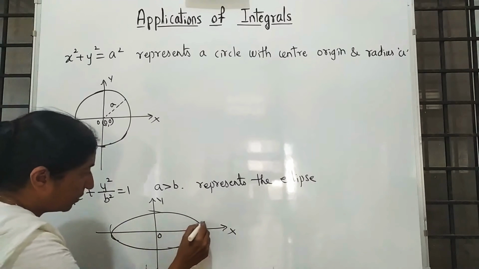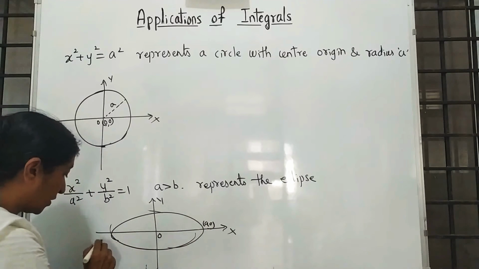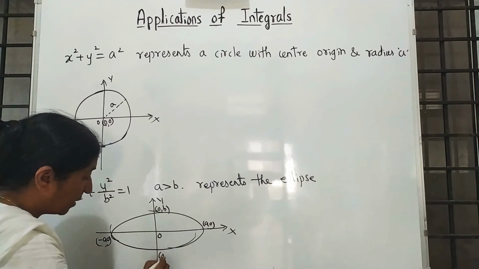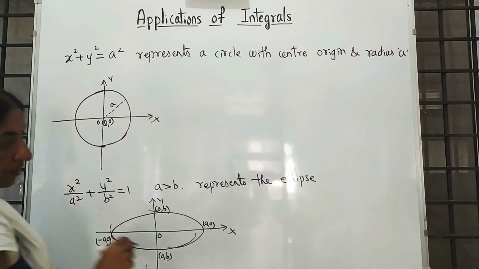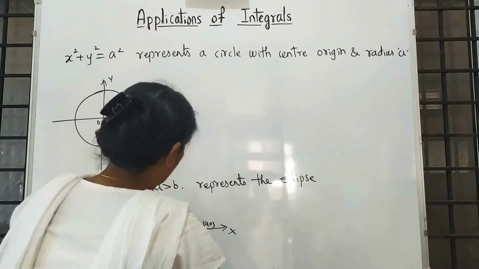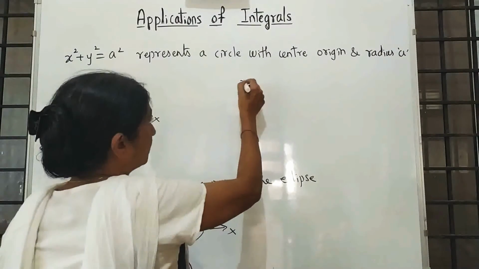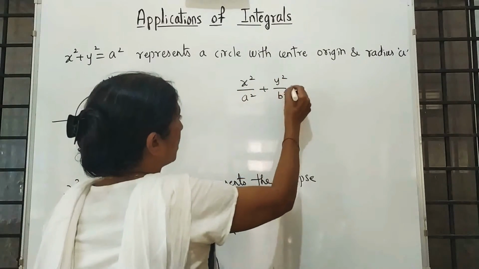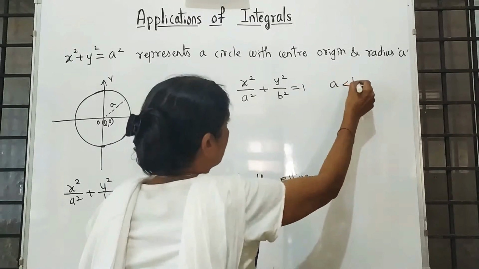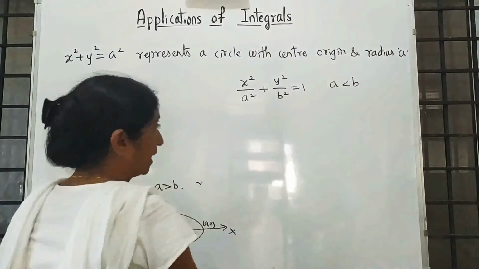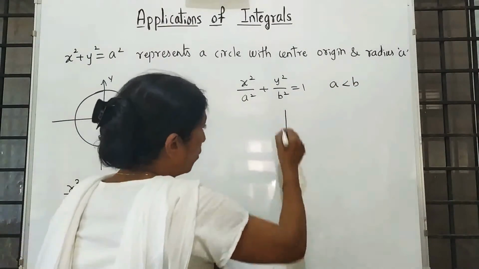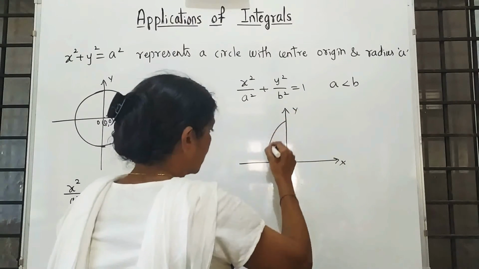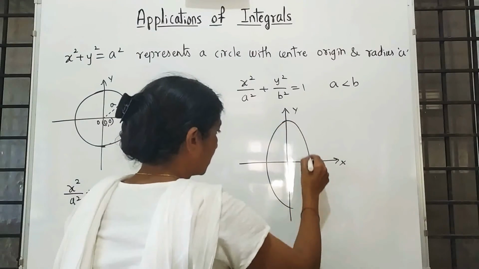This is the origin, this is the vertex A comma 0, this is minus A comma 0, 0 comma B, and this is 0 comma B. So if the ellipse is like this, x square upon A square plus y square upon B square is equal to 1. If A is less than B, this is also an ellipse, but it is along the y axis.